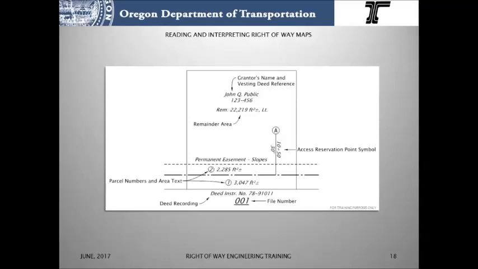Now this reservation is granted to the grantor, and that's where they can apply for a permit to build a driveway. Okay, we have the grantor's name, John Q. Public, and his vesting deed number, book 123, page 456, and the remainder area. In this case, it's 22,219 square feet, and it says left, so that's left to center line.